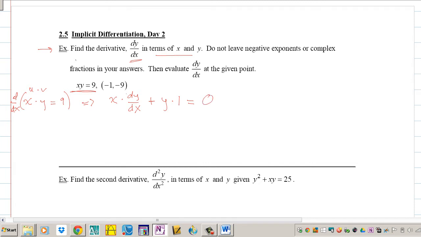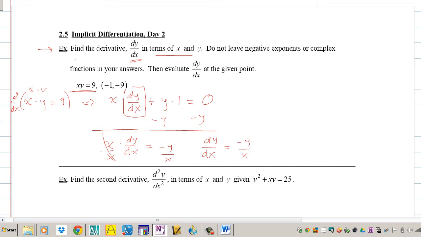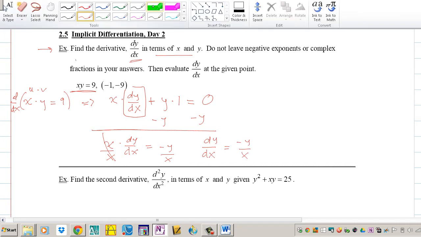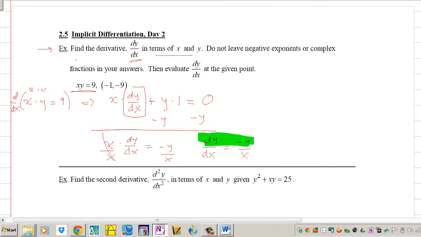Okay? We want to solve for dy/dx, so that means I'm going to subtract y from both sides. x times dy/dx is equal to negative y. And then divide both sides by x so that I get dy/dx is equal to negative y over x. Pretty simple. That's pretty much it.